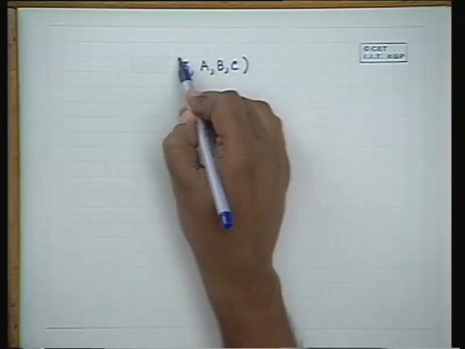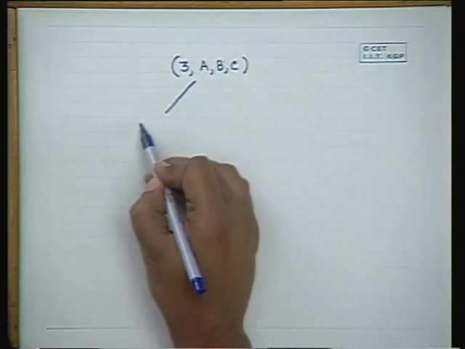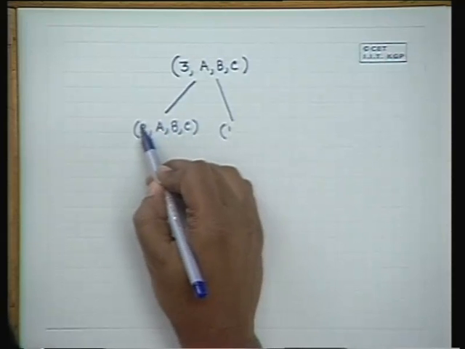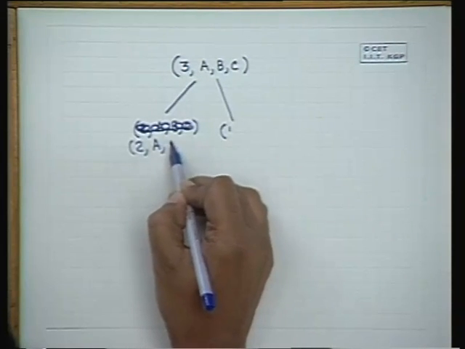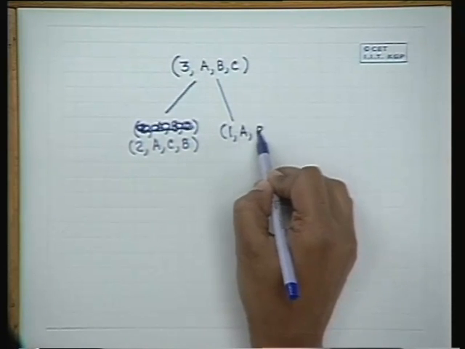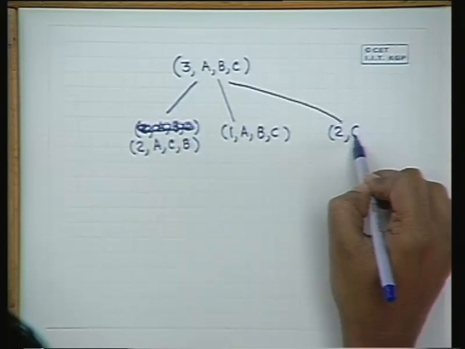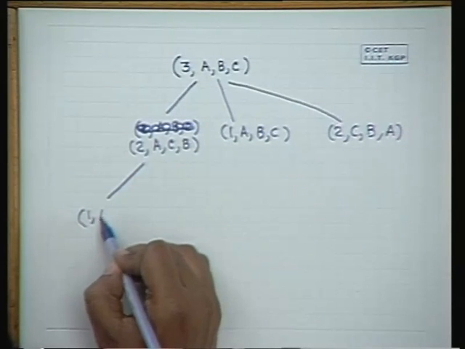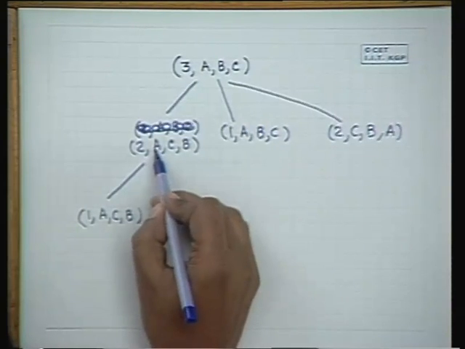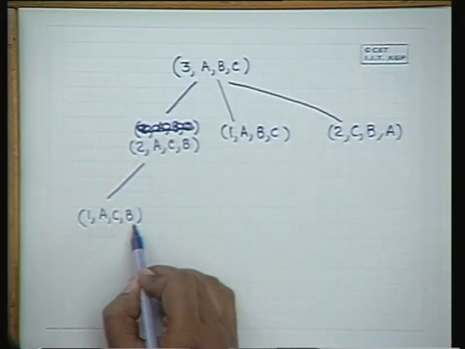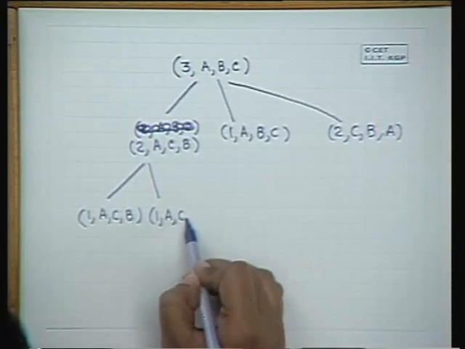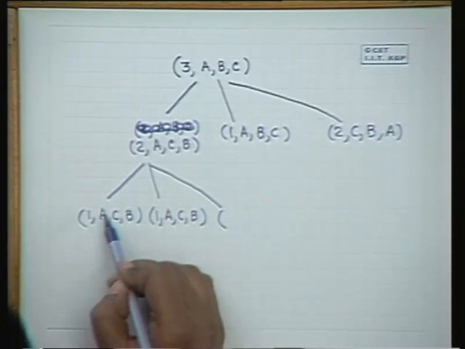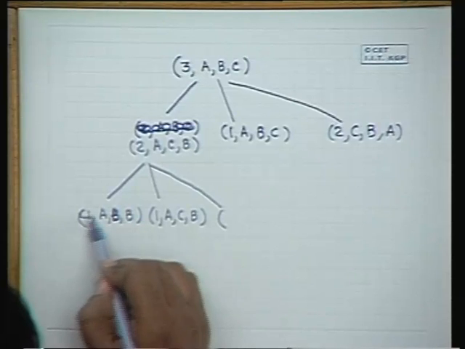So if we had to solve 3 A, B, C, the decomposition would be 2 A, C, B, 1 A, B, C, and 2 C, B, A. Then this would be 1 A, C, B. Now this is from, this is to, this is via. So from to via. Sorry, this will be something else. Yeah. Let's do it all over again.